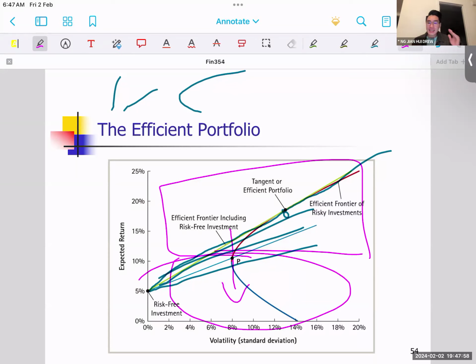So when this line touches the efficient frontier, this becomes your tangent portfolio, right? Tangent, because it's tangent on your efficient frontier.